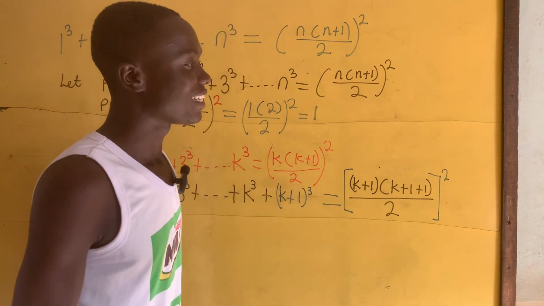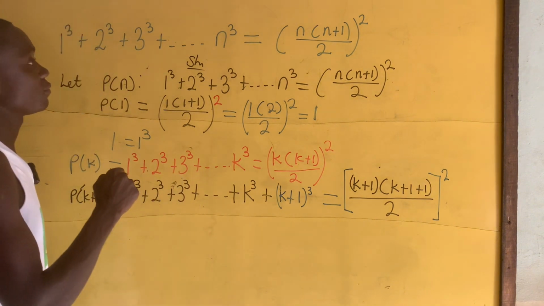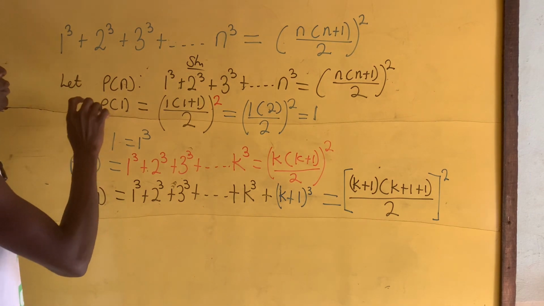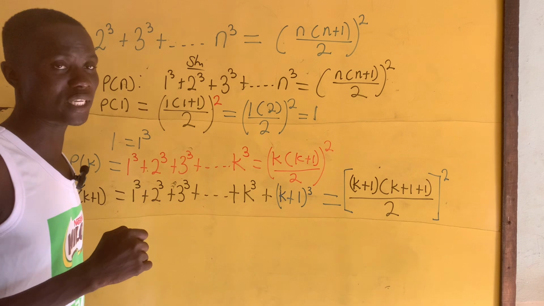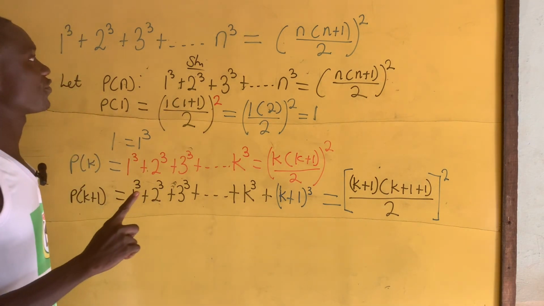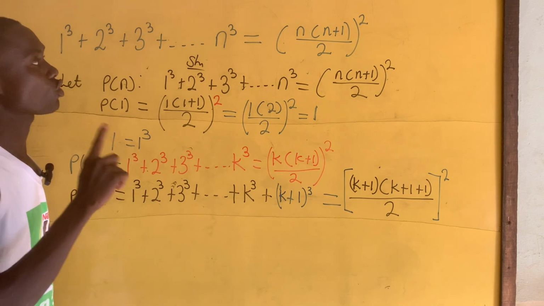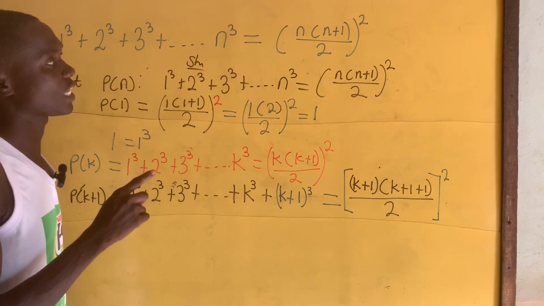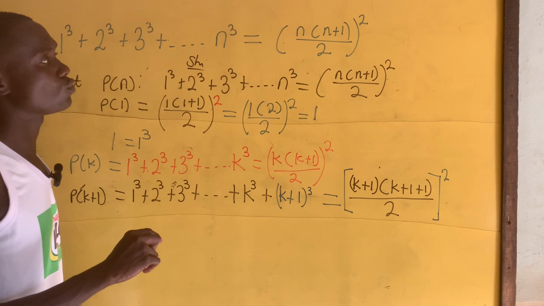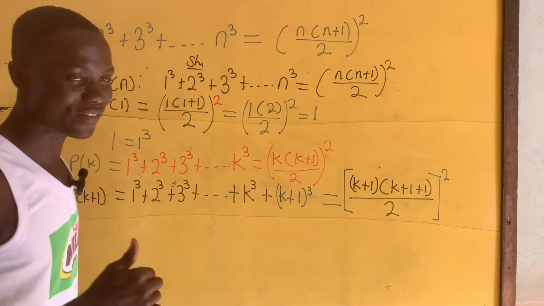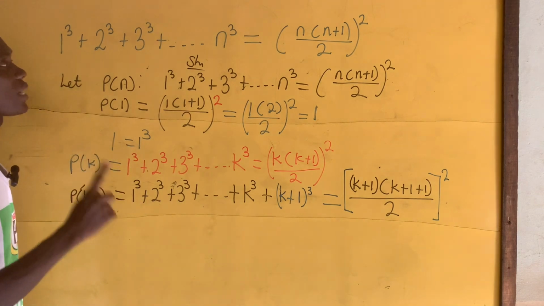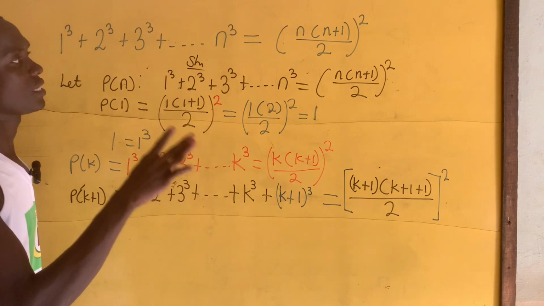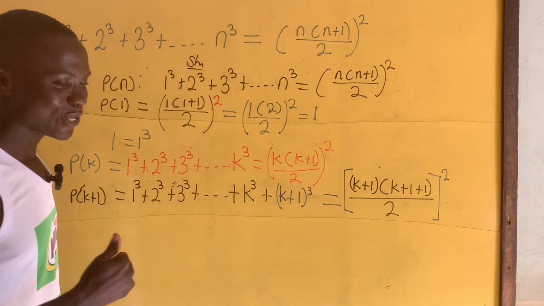So let's check this simple question. We have to prove using the principle of mathematical induction that for all n in the natural numbers, 1 cubed plus 2 cubed plus 3 cubed plus up to n cubed equals n times (n plus 1) divided by 2, all squared. That is, 1 cube plus 2 cube plus 3 cube plus up to n cube is equal to (n times (n plus 1) divided by 2) all squared. So let's see how we do this.